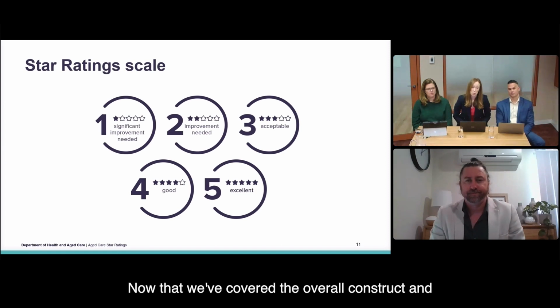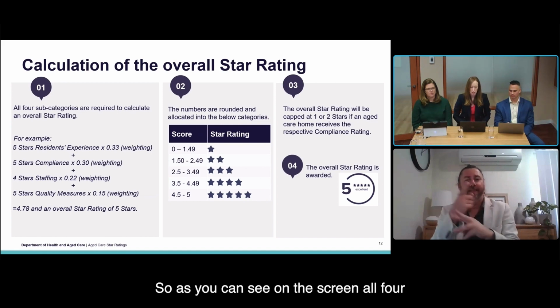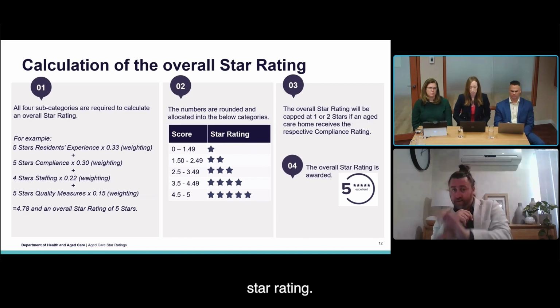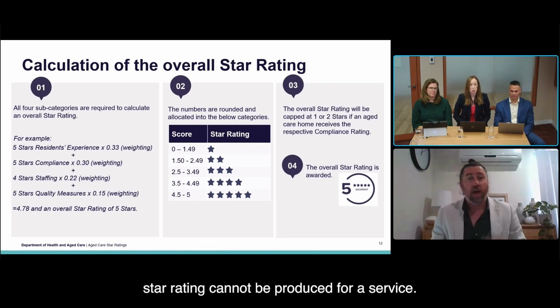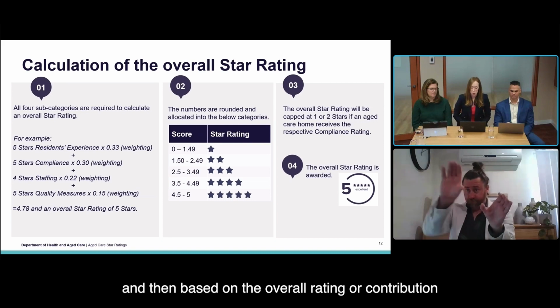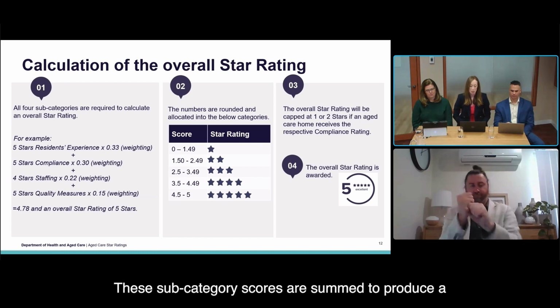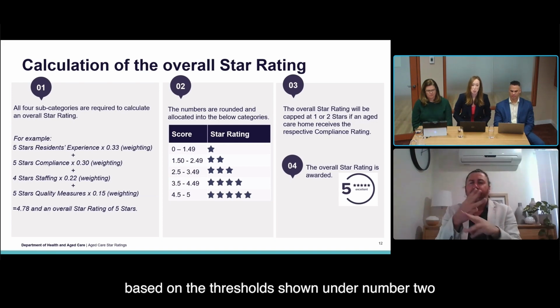Now that we've covered the overall construct and labelling, I'll move into the calculations, starting with the overall star ratings. So as you can see on the screen, all 4 subcategories are required to calculate an overall star rating. Without data or information for each of the 4 subcategories I've walked through, an overall star rating cannot be produced for a service. The score of each subcategory is calculated and then based on the overall weighting or contribution to the total score, as I've just spoken through. These subcategory scores are summed to produce a total out of 5, and then a star rating is allocated based on the thresholds shown under number 2 on the screen.